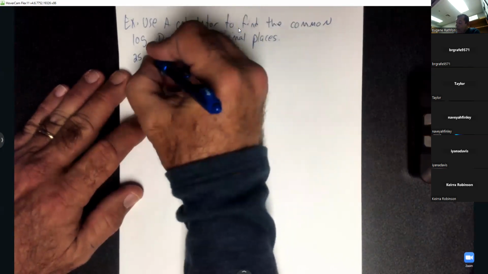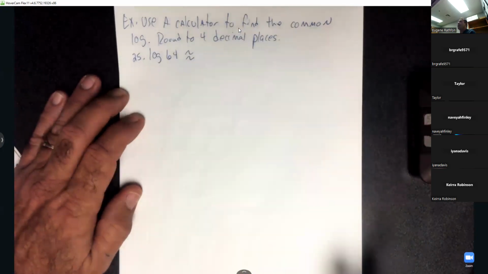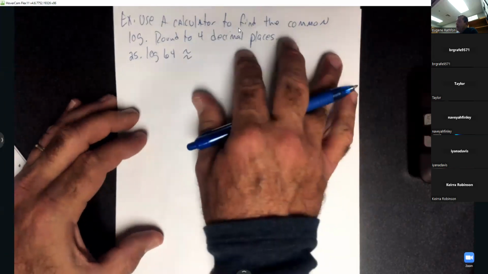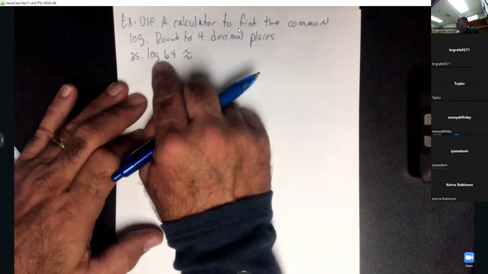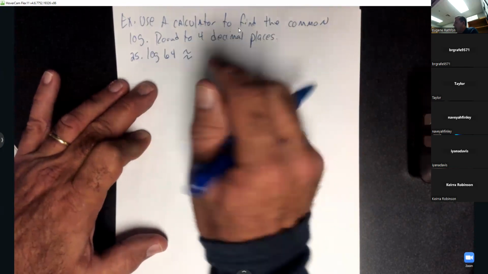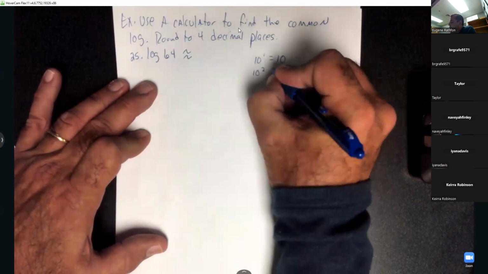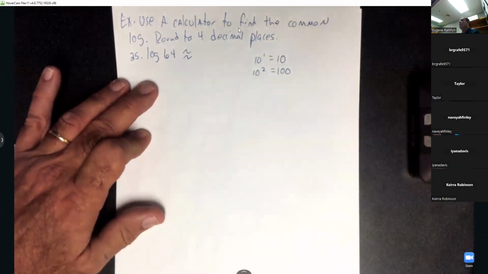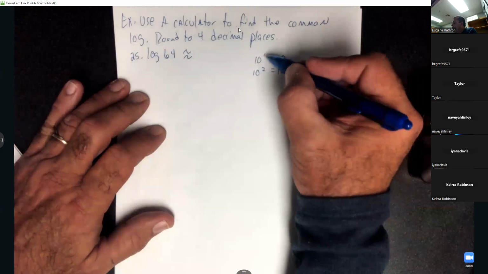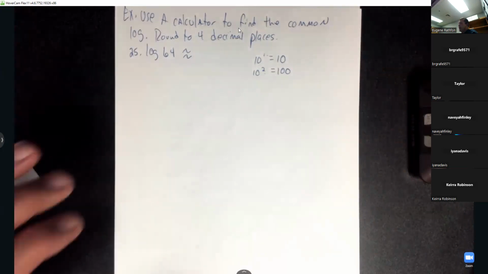There you go, 25, I got log of 64. So I use curly parentheses, remember, when we're estimating. Now think about this. There's not a base here, so it's a 10. So if you take a 10 to the first power, you get 10. 10 squared would be 100. 64 is in between 10 and 100. That means your exponent has to be in between a 1 and a 2 by process of elimination.